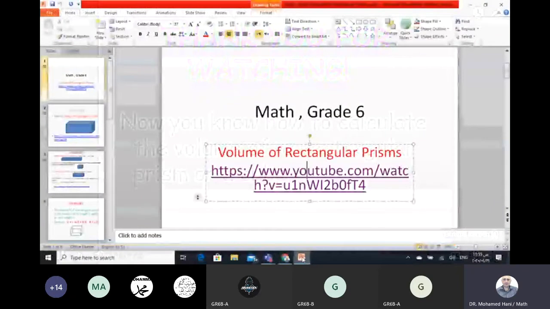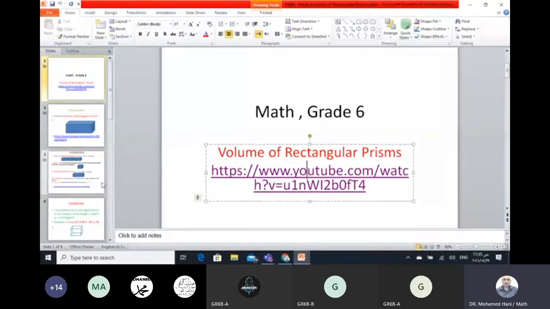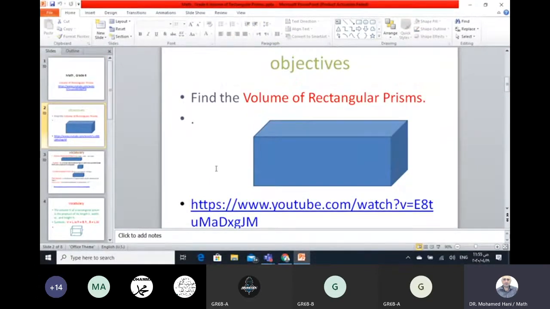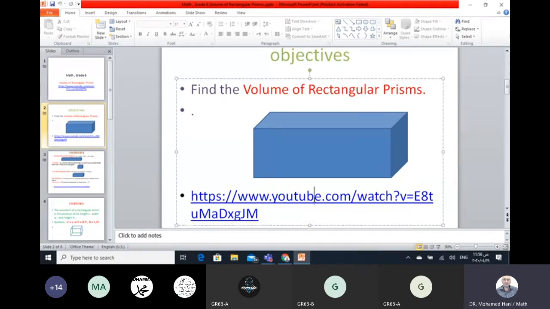So this is the meaning of the volume and what is the formula to solve the volume. And today we want to learn how to find the volume of rectangular prisms. As you see here, this figure, rectangular prism. Now see with me this video.